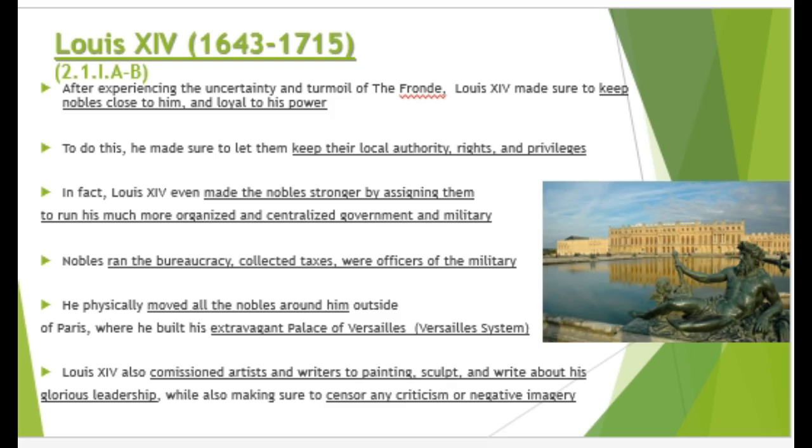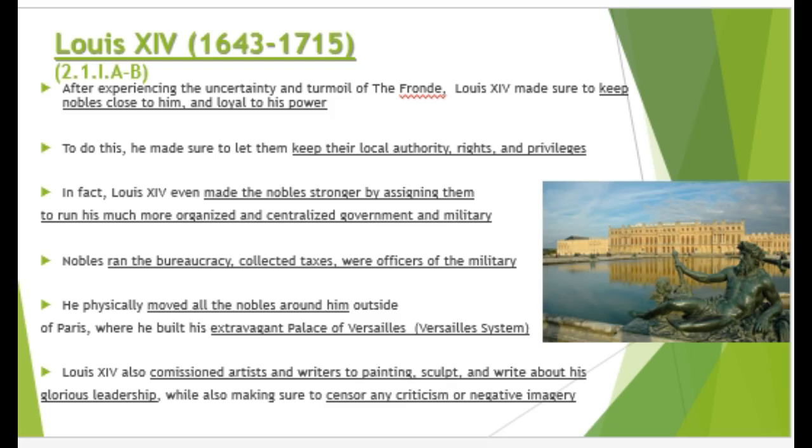One of the ways he did it was to allow them to keep a lot of their local authority, rights, and privileges, the things that made them noble. One of the biggest was that they were tax exempt. Now again, that's not going to pay dividends in the long run, as France will go almost bankrupt due to a lot of Louis XIV's wars. But this kept them off of his back, and then he did some other things too to manipulate them, and I'll describe those in the next couple of slides.